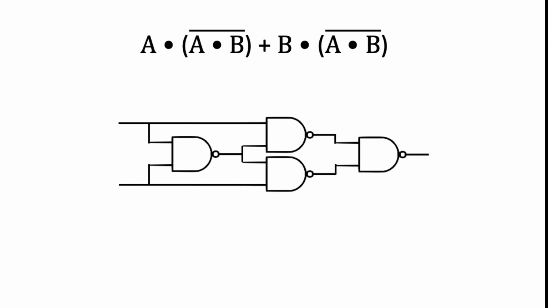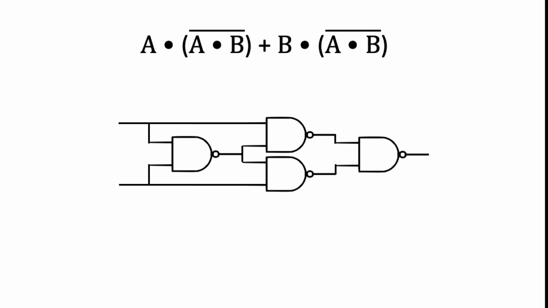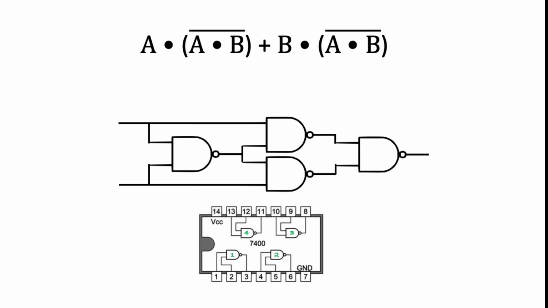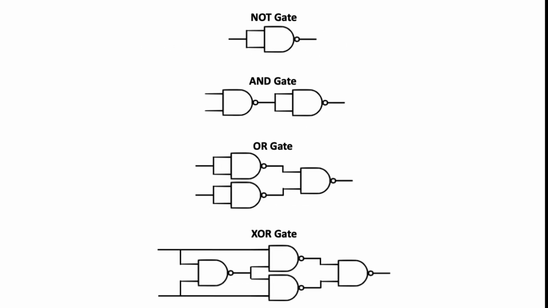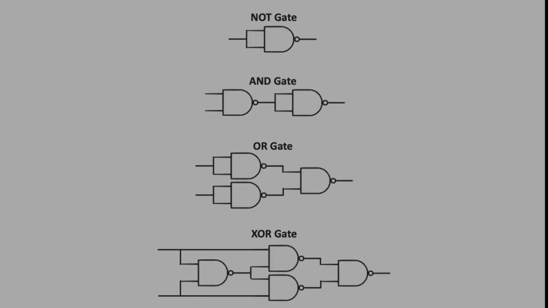Since this schematic is the schematic for an XOR circuit, it must be equivalent to the original XOR schematic, but notice that this schematic consists only of 4 NAND gates. So I count to 4? So we can build this circuit using a single 7400 chip. At this point, we have shown that we can create all the basic Boolean functions using only NAND gates.